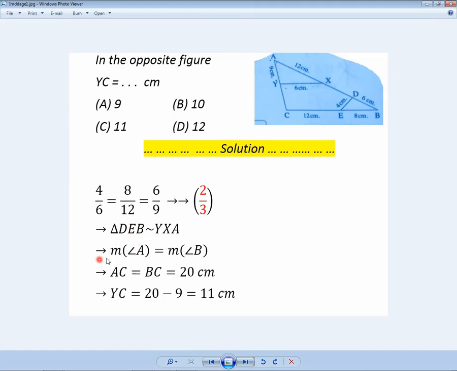What about the similarity? It means measure of angle A equals measure of angle B. Since A and B are two equal angles, therefore AC and CB are two equal sides also. The length of CB is 12 plus 8, it's 20 centimeters. So the length of AC must also be 20 centimeters. If you want YC, make a subtraction: 20 minus 9 is 11. I have to choose number C. Okay, that's all for this problem.